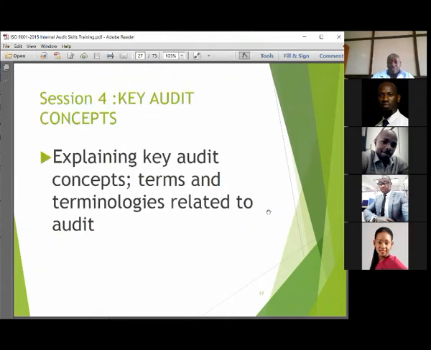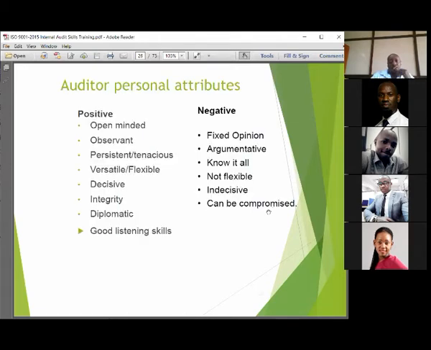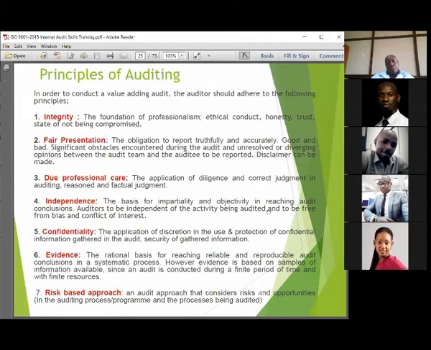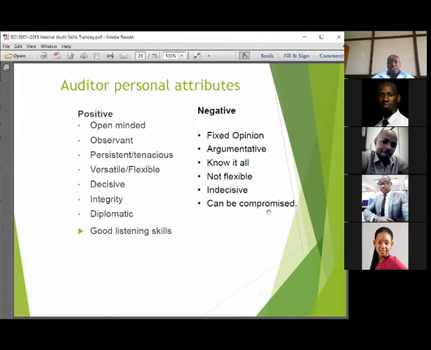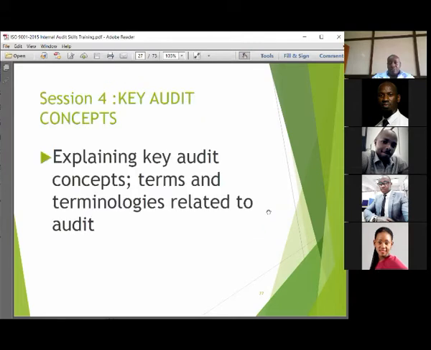Yeah, I told you it's a short one. So the general principles of auditing are there, and you as an auditor, your character, how you need to carry yourself, it's there. We want to go to session 4, but if there are any issues.